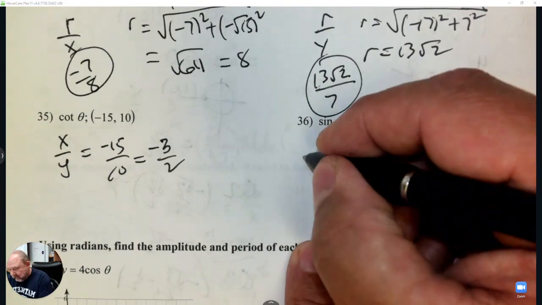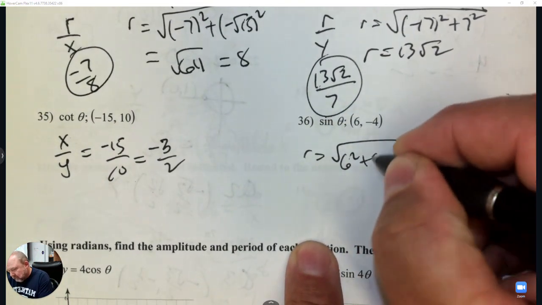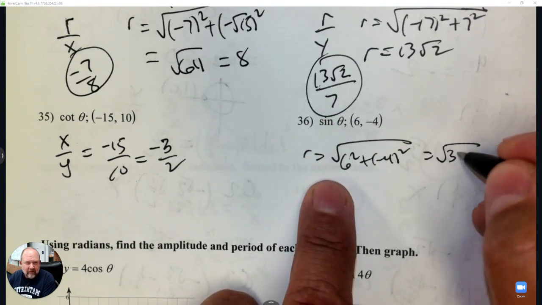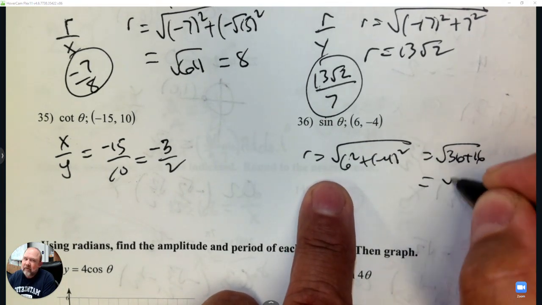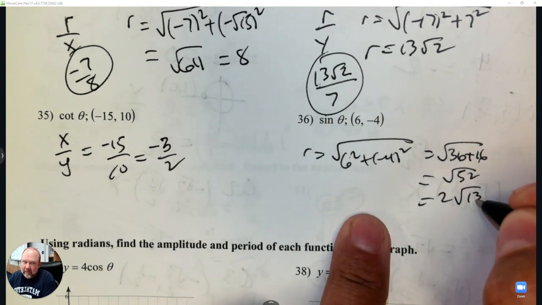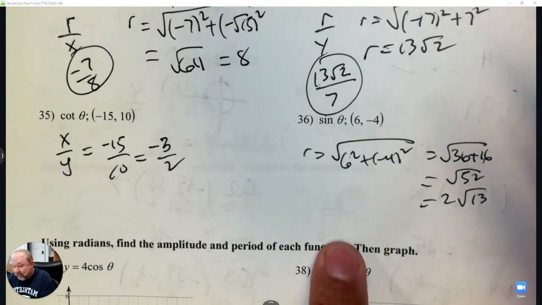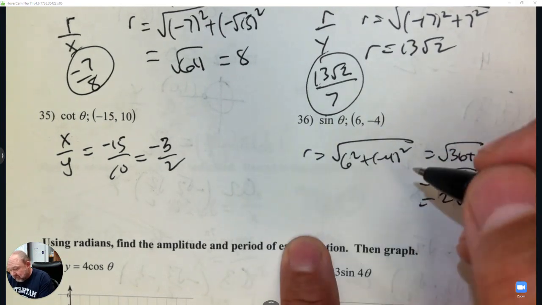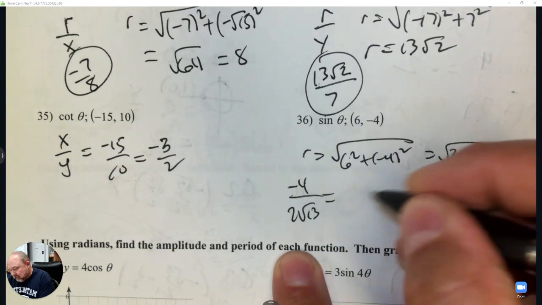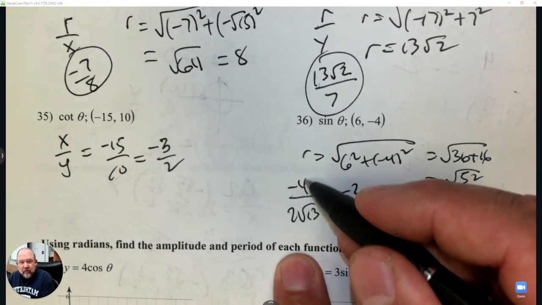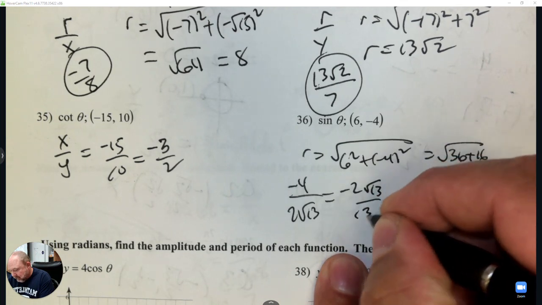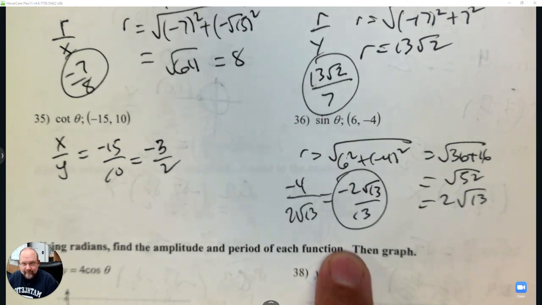Sine, I need to find the radius. That's 6 squared plus -4 squared. So that's 36 and 16, which is the square root of 52. 4 goes in it evenly 13 times, right? 2 root 13. So the definition of sine is the y coordinate over the radius. And if you want to, 2 goes into 4 2 times, and then you'd multiply by root 13 top and bottom, and you can get the answer.